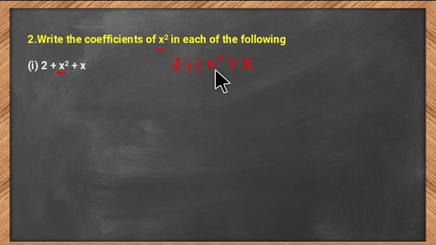So which number is there along with x square? 1, right? If the number is not there, we have to write that is 1. So which number is there along with x square? 1. So coefficient of x square is 1.